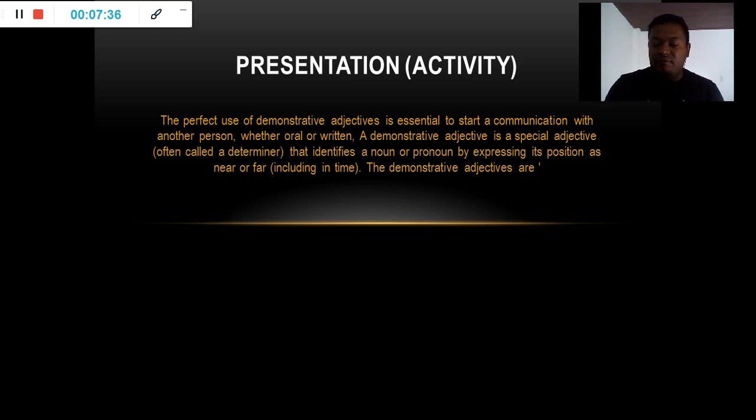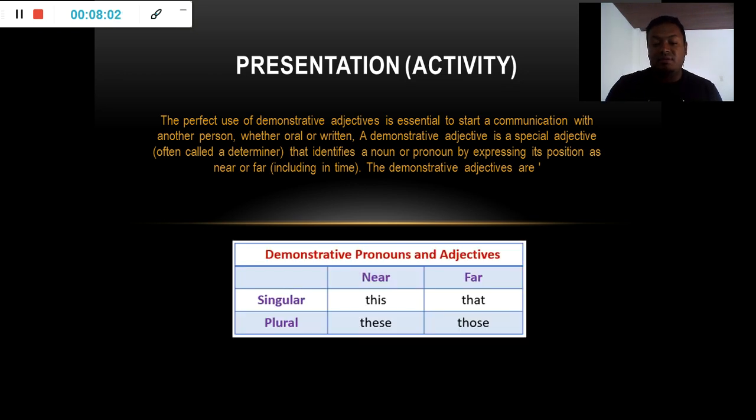The teacher, in front of the students in the classroom, explains the difference between demonstrative adjectives. The perfect use of demonstrative adjectives is essential to start a communication with other people and is main to the English learning process. The demonstrative adjectives are this, that, these, those. This is an important point for this activity.